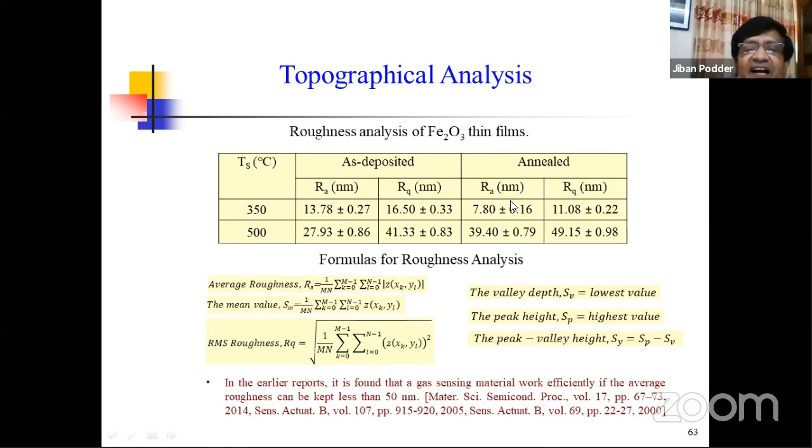You see that the average roughness is 7.80 and at 500 it is 39. Again, the RMS roughness here is 49, because the annealed samples are better.